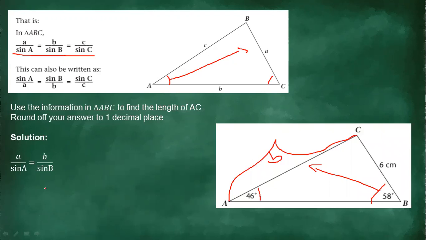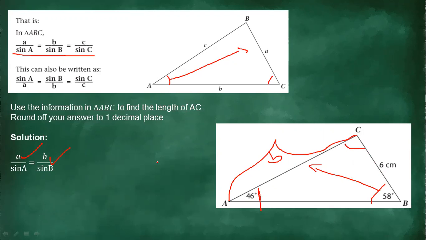Hence, we are having b there. This we are having b. And then this one, where you are having an angle and a side, opposite side, which is 6 centimeter there, is a with a small a. Hence, we are having a there. We cannot write sine c because we don't have an angle. We don't even have a side.